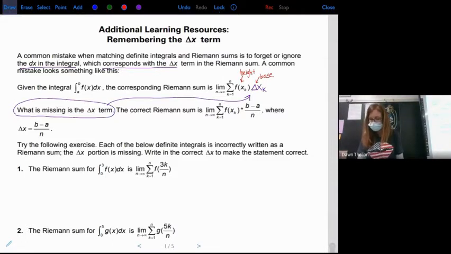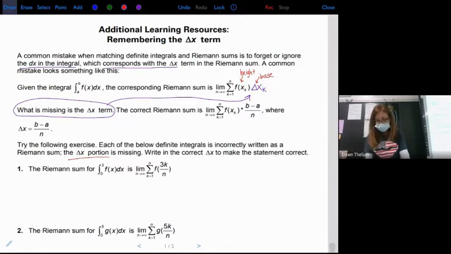In order to get the area, you need to multiply both dimensions, base times height. And they wrote it down here as the formula b minus a over n. Same idea, delta x is b minus a over n. So in the first couple of exercises, it's just having us look at the Riemann sum and put back in that missing delta x term. So it says, try the following exercises. Each of the below definite integrals is correctly written as a Riemann sum, but the delta x portion is missing. Write the correct delta x term to make the statement correct.